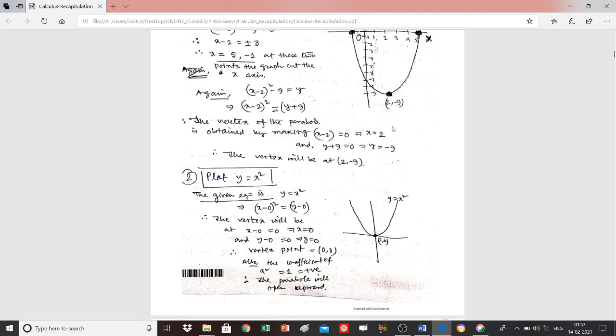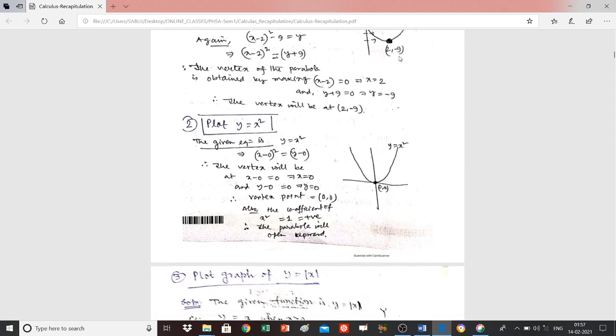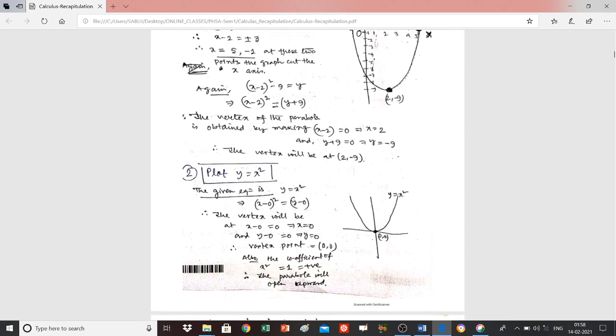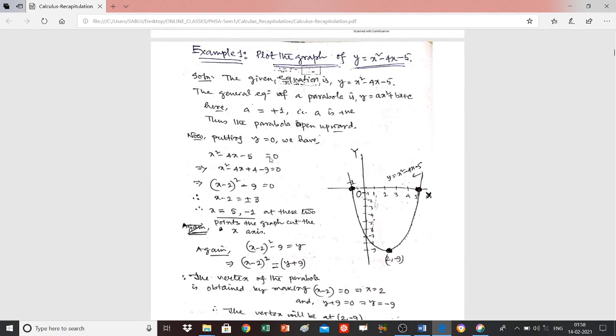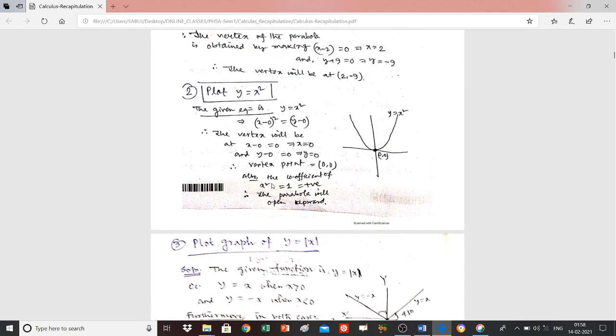So here it is plotted. The intercepts are minus 1 and 5, these are here, and the vertex is 2 and minus 9. So the graph is drawn here, and this graph is x square minus 4x minus 5 is equal to y. Next, another example is here: y is equal to x square, and the similar process and technique that you employed before you should use in this case also.